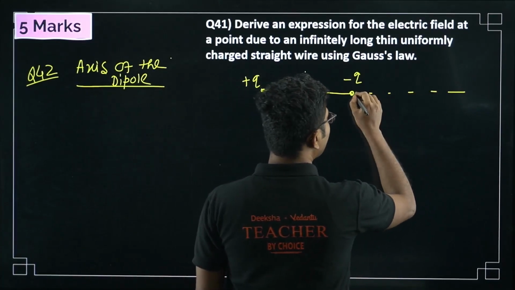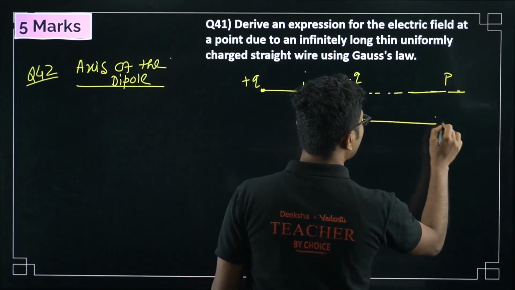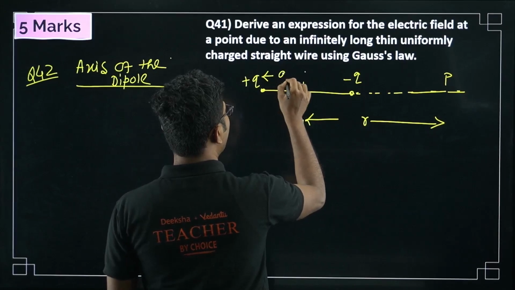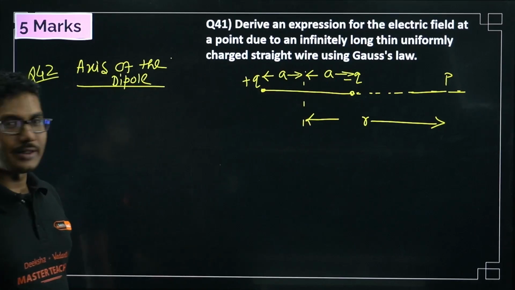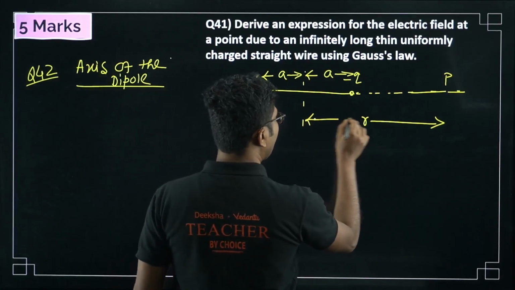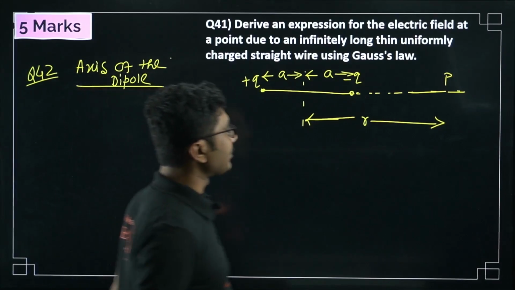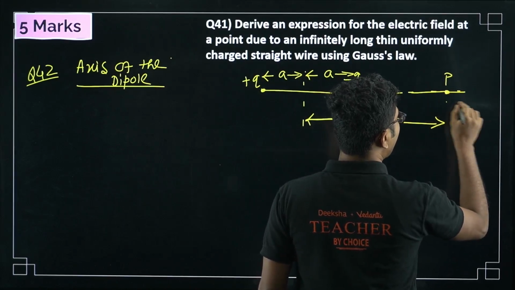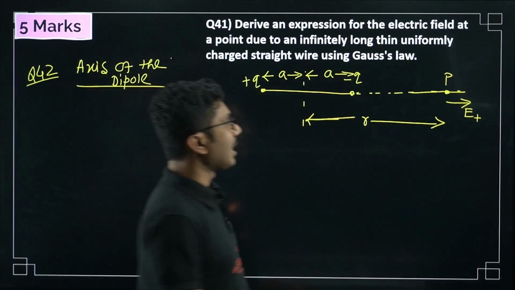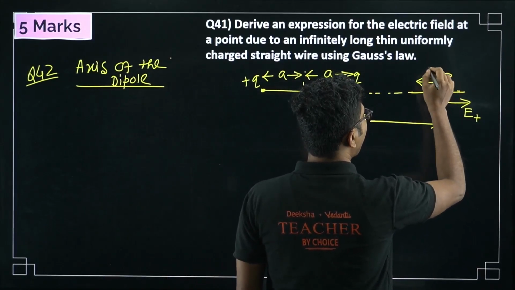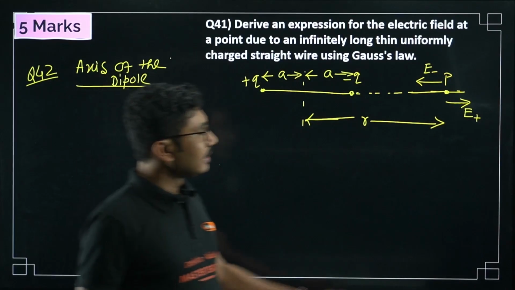So we want to find the electric field at some point P. The distance is obviously r, and the dipole is divided into two halves. One is a, another half is also a. So we will try to find the electric field. How to do that? First, what is the electric field due to the positive charge? Electric field due to the positive charge is E plus. Electric field due to the negative charge is E minus.